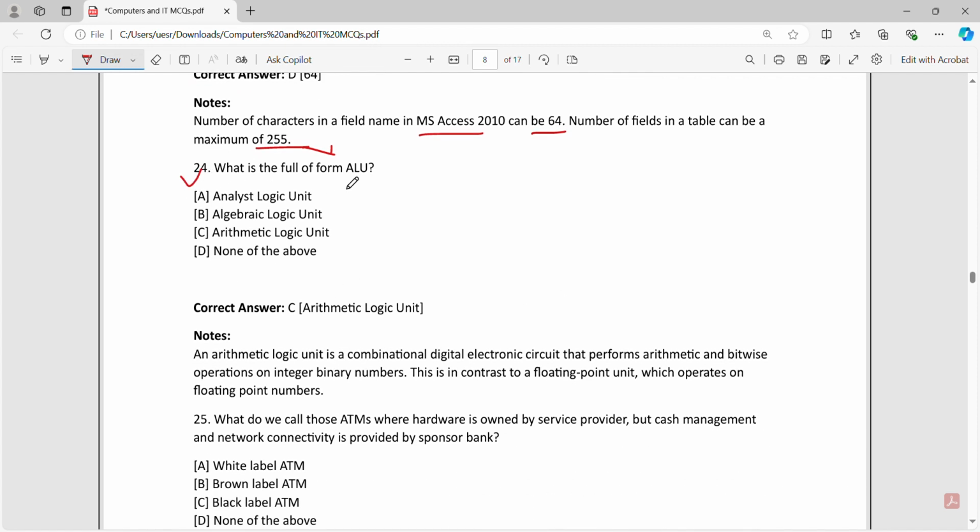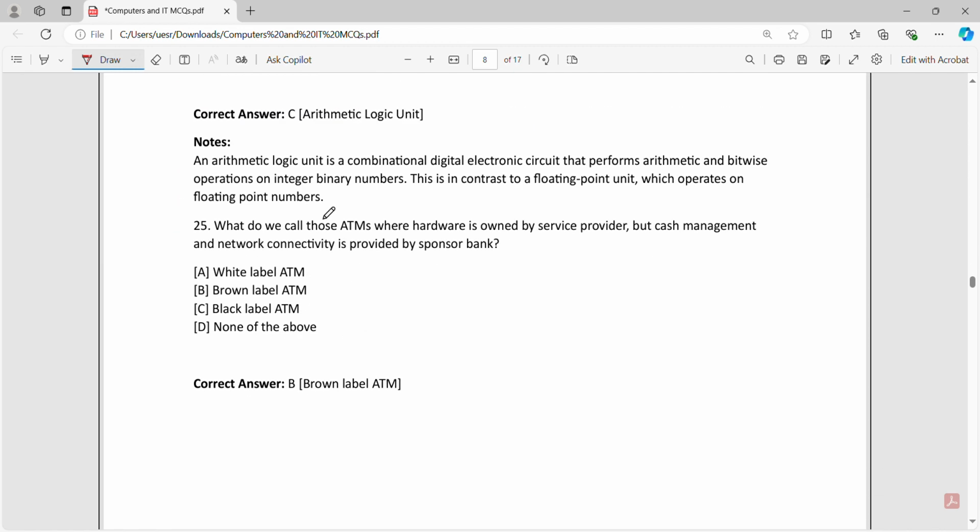24th question. What is the full form of ALU? So the answer is Arithmetic Logic Unit. So it's a combinational digital electronic circuit that performs arithmetic and bitwise operations on integer binary numbers. This is in contrast to the floating point unit, which operates on floating point numbers.